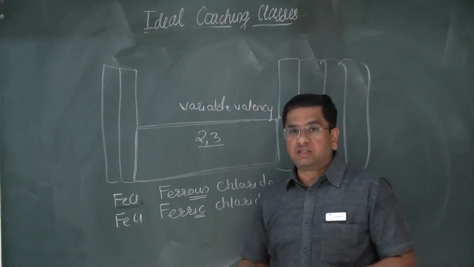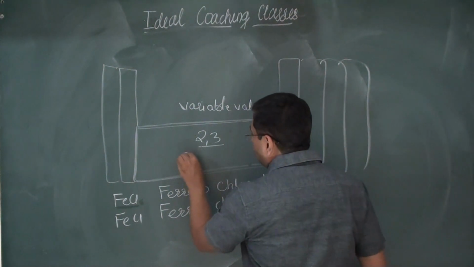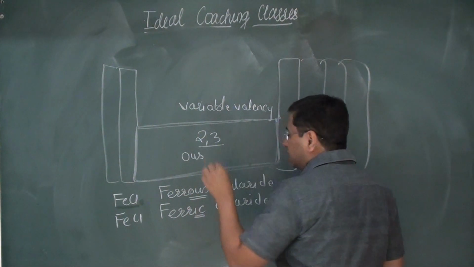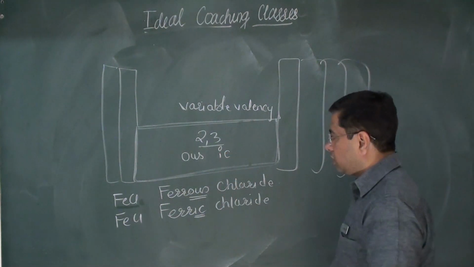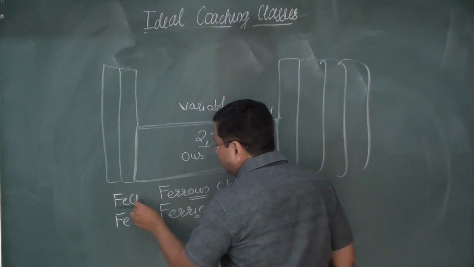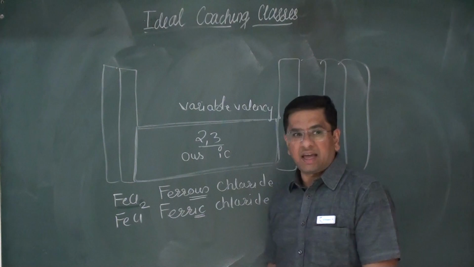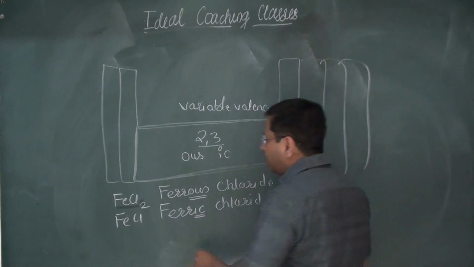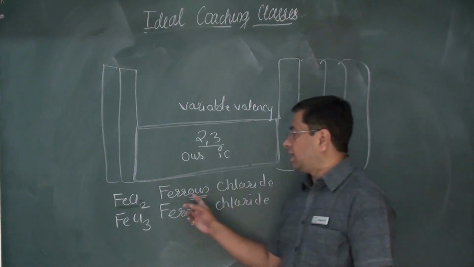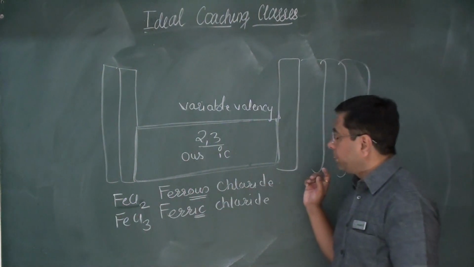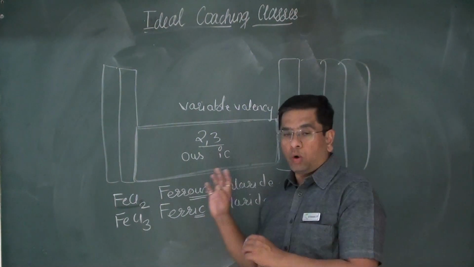The lower valency, please remember, is called the OUS valency, and the higher valency is referred to as the IC valency. So ferrous chloride is FeCl2, and ferric chloride is FeCl3. What is the problem then?